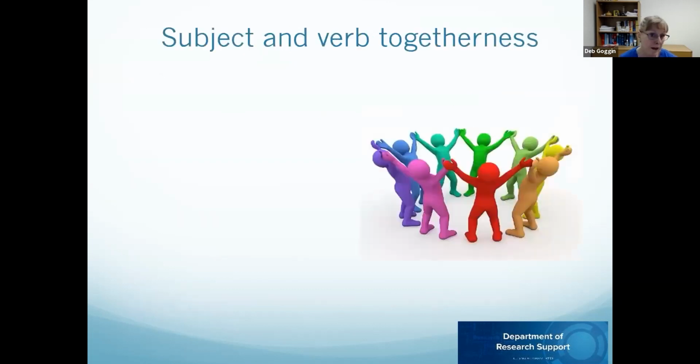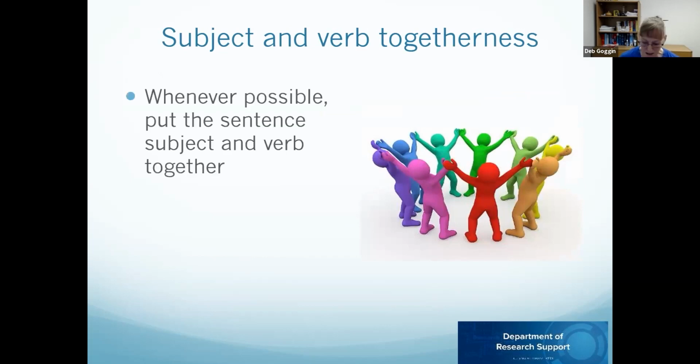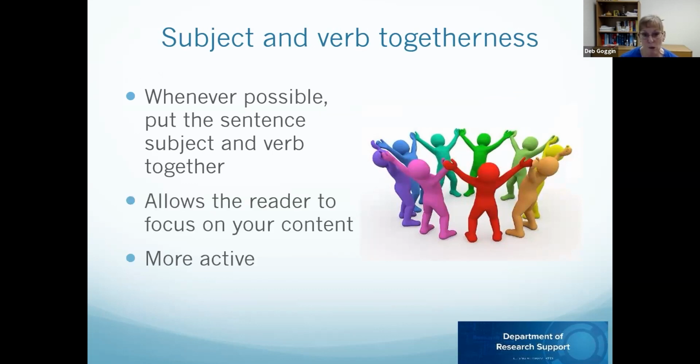Okay, a final aspect of readability we're going to talk about is subject-verb togetherness. What do I mean by that? It means whenever possible, you should try to get the sentence subject and verb as close together as possible. So why is that important? It's important because it allows the reader to focus on the point you're making.